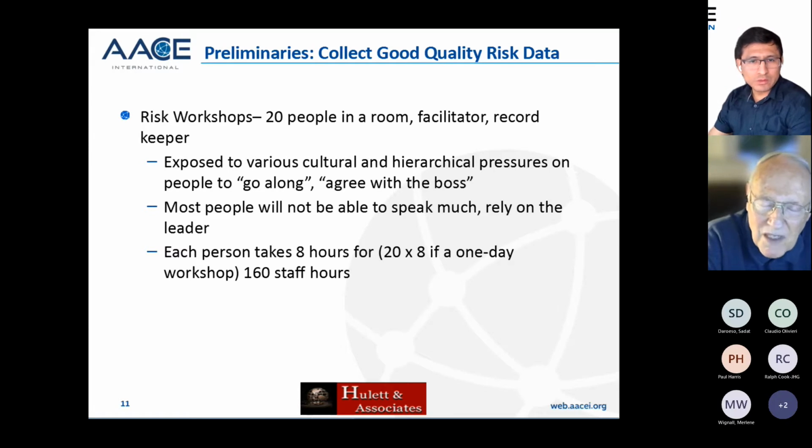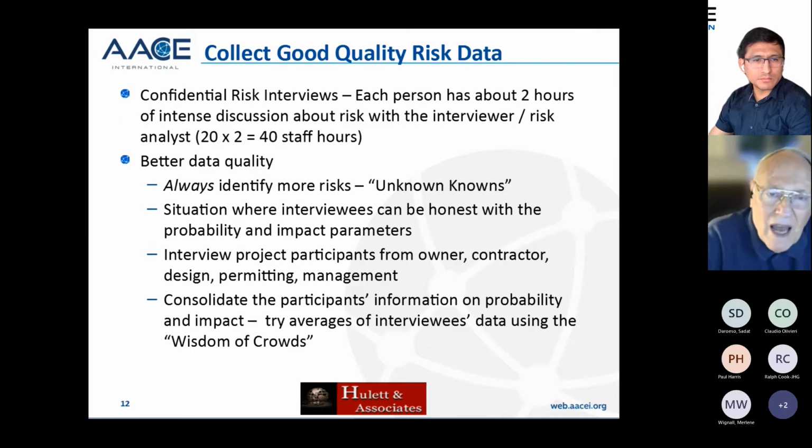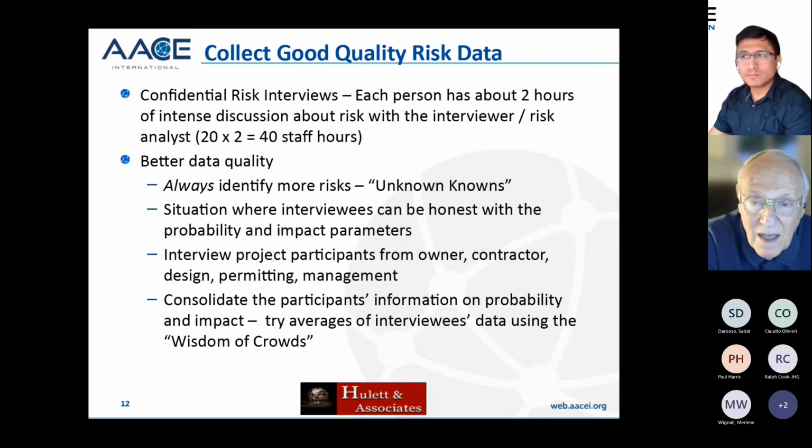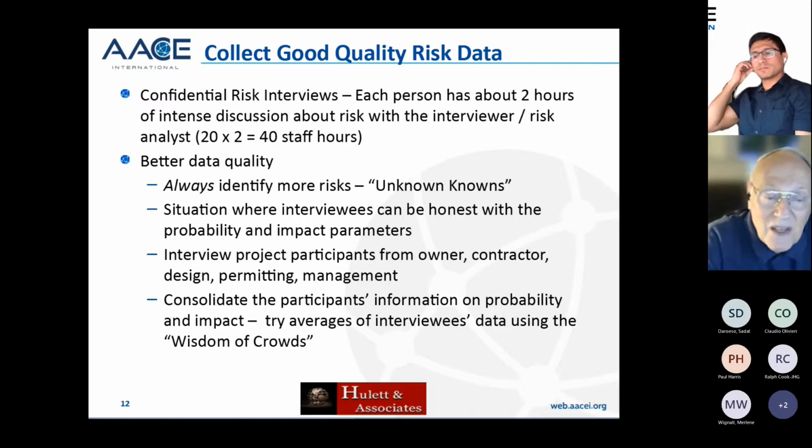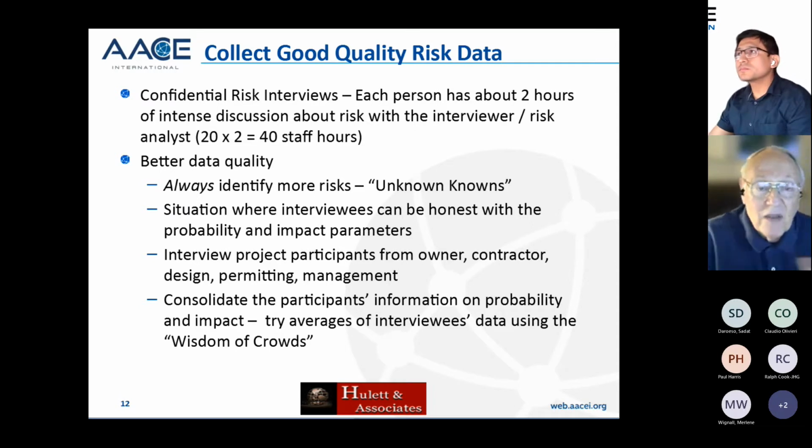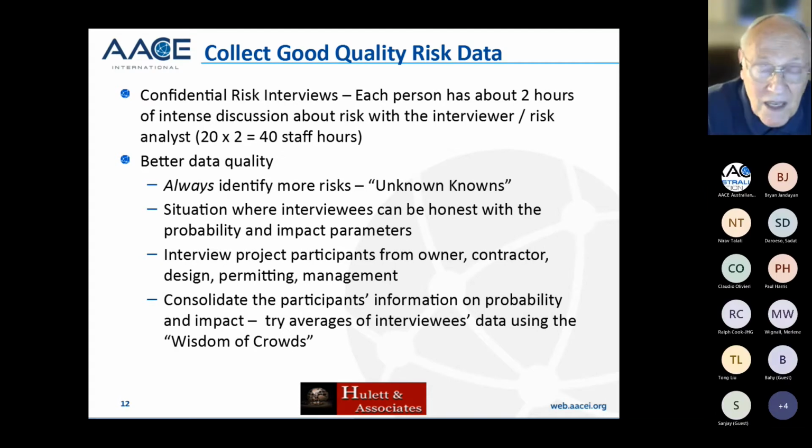Now, how much burden is there on the personnel? 8 hours a day for 20 people is 160 staff hours. That's a lot. Here's what I do. I conduct confidential risk interviews where I say to them, I'm not going to tell you what anybody else said. I'm not going to tell anybody else what you said. In fact, the numbers that we use in the analysis will be a combination of yours and everybody else's who have opined upon the probability and impact of these particular risks.